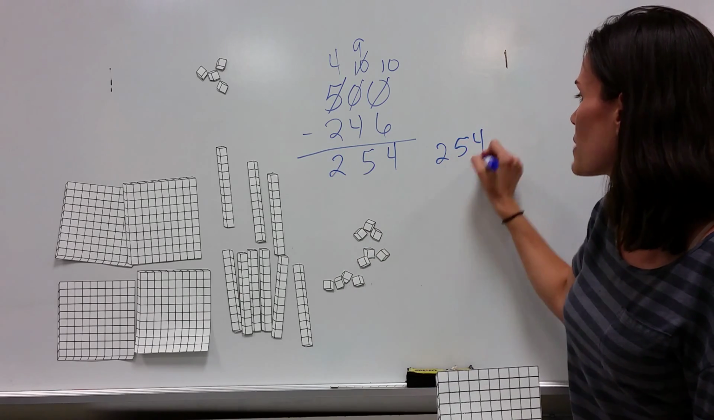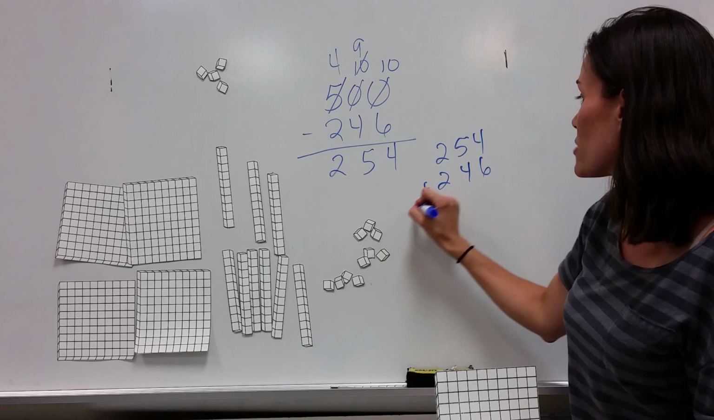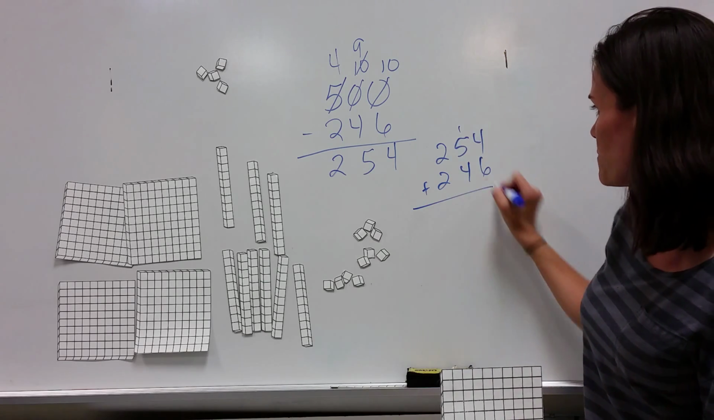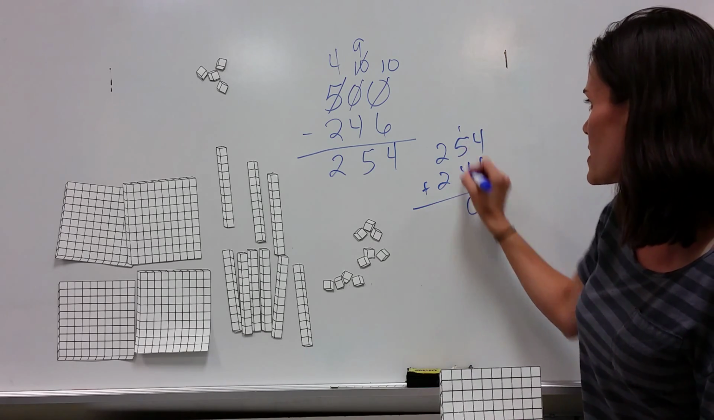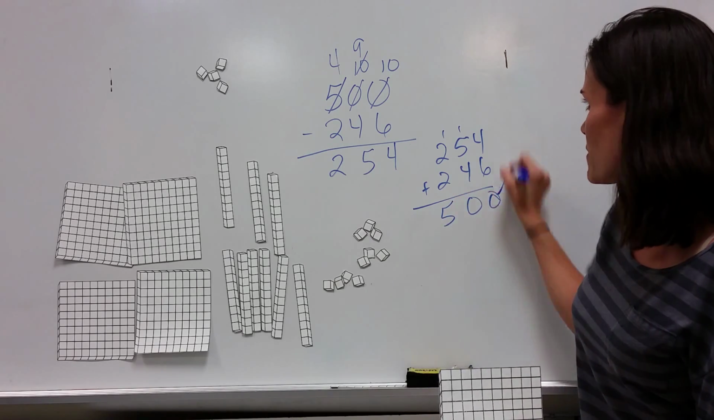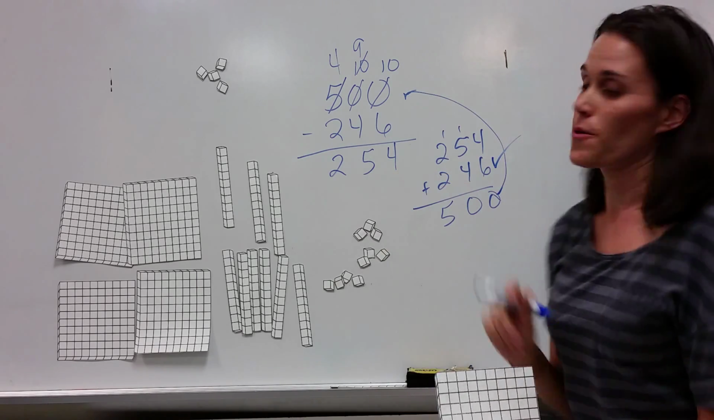I need to check it to make sure I didn't make a careless error. 4 plus 6 is 10. 5 plus 4 plus 1 is 10. 2 plus 2 plus 1 is 5. It checks out, so I know I did it correctly.